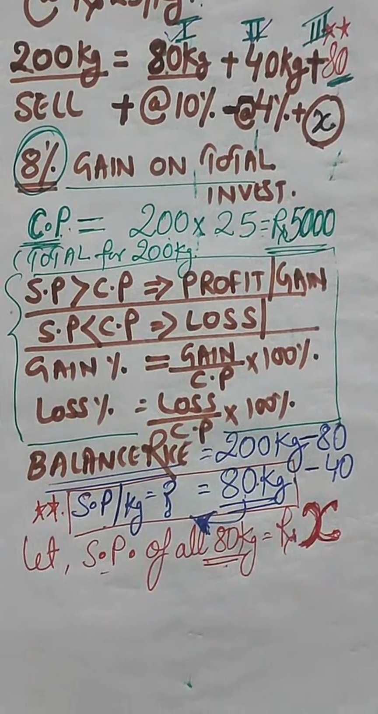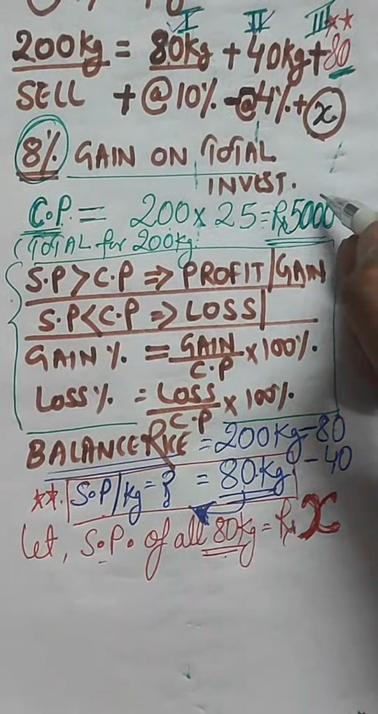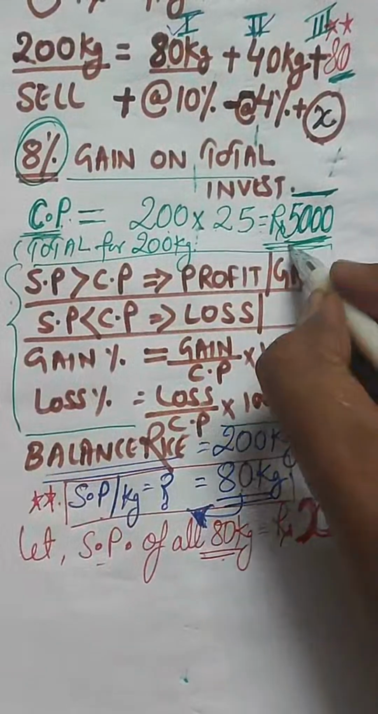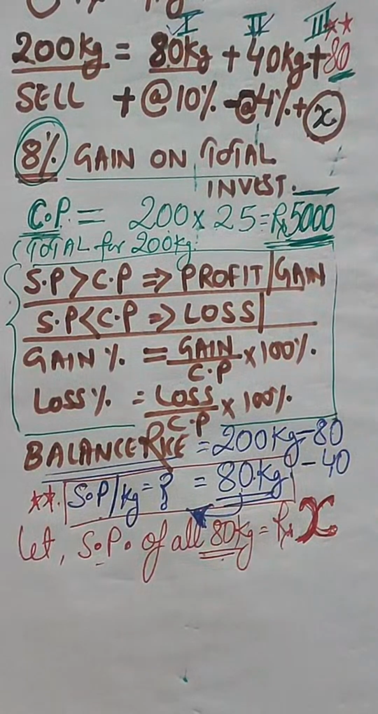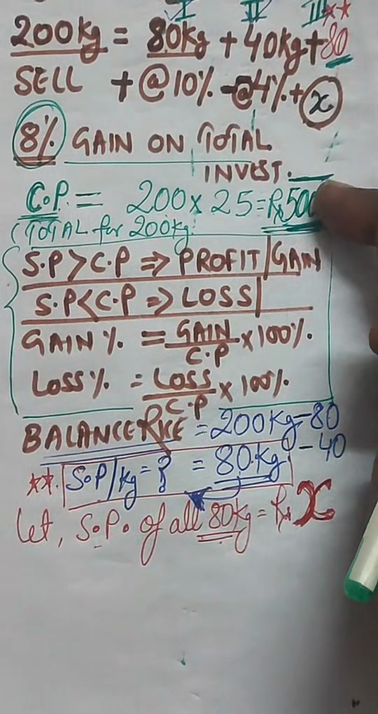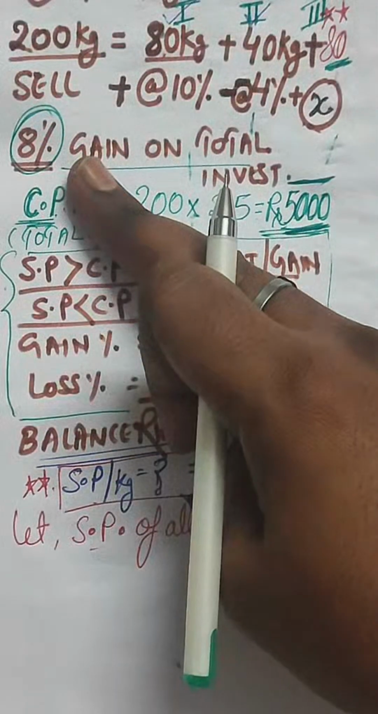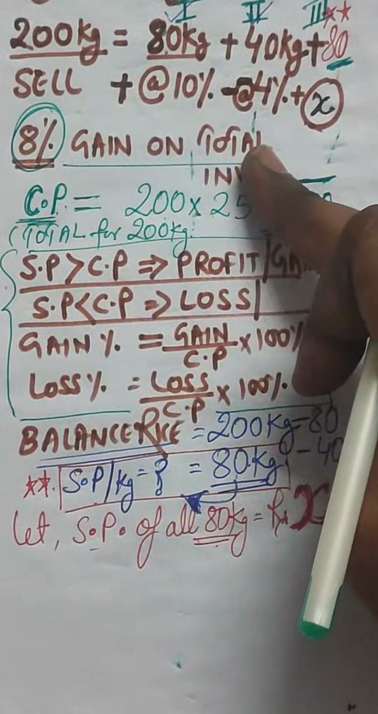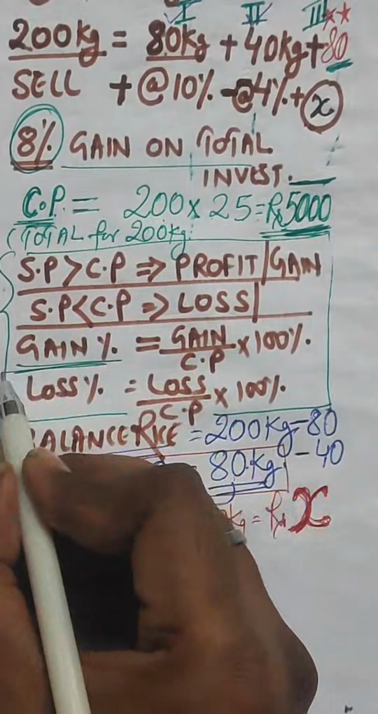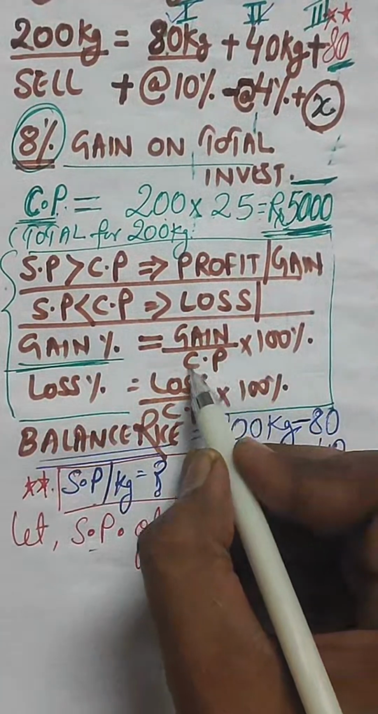So total cost price we have already calculated, this is 5000. Here you can see this is 5,000, right? Now total cost price is calculated, gain percent is given to you. 8% of gains should happen on the total investment. We will use this formula. Gain percent will be gain by CP into 100.